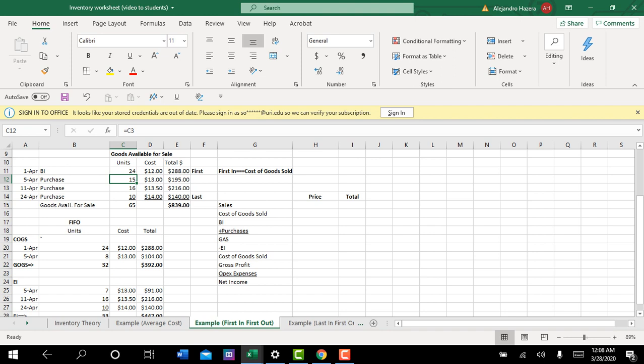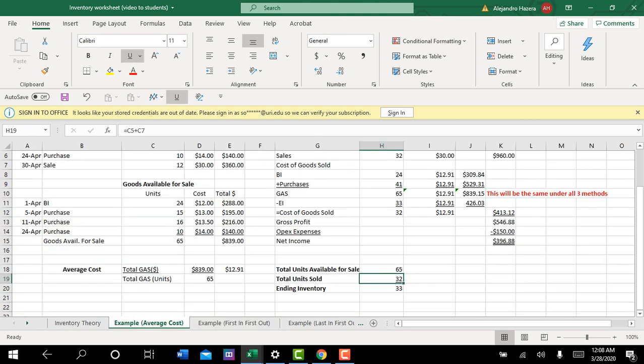Let's put together our statement here. Let's put together our income statement. We know our sales, we're not going to use units here, but let me take a look at our total sales again. Our total sales throughout these examples has been $960. So I'm just going to put in $960, and that's the $30 sales price.